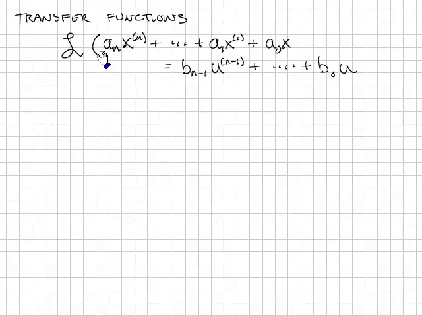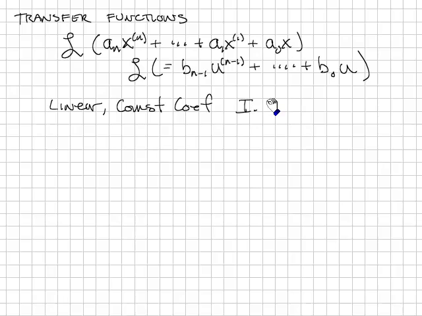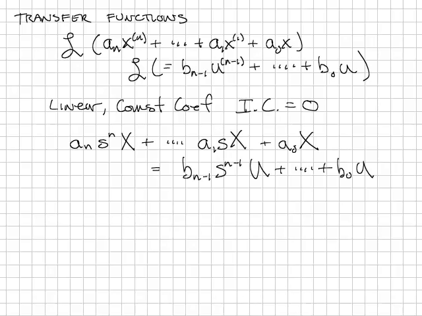So, Laplace transform. Our system is linear, constant coefficient, and we're always going to assume that the initial conditions are 0, and this is important. If we do that, then the Laplace transform of the system becomes this, where cap X and cap U are the Laplace transforms of the time domain variables x and u.